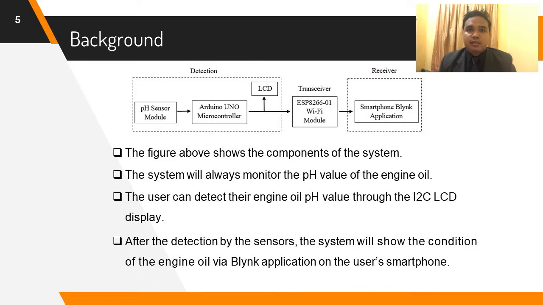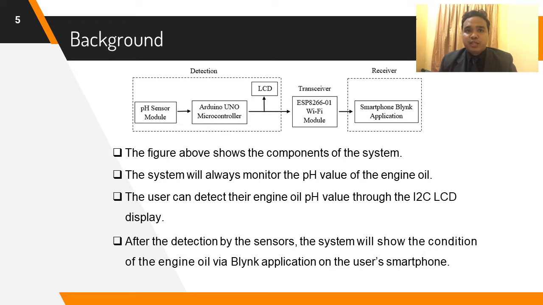As we can see here, the figure shows the components required for the system. As for the detection part, I am using the pH sensor module to detect the pH value of the solution and send the data to the Arduino Uno microcontroller and display it directly on the I2C LCD display.